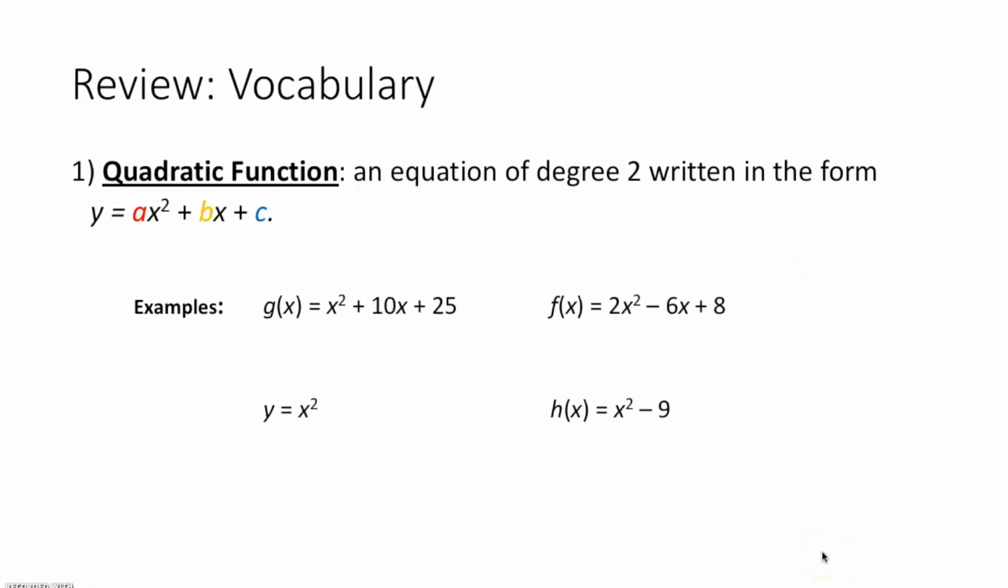First thing we're going to do is review what a quadratic function is. So that's an equation of degree 2 written in the form y equals ax squared plus bx plus c. And here you can see we have some examples of quadratic functions. Now today what we're going to do is actually take a quadratic function like this and rewrite it a little bit so that it's no longer in standard form, which is what this is. It'll be in vertex form.